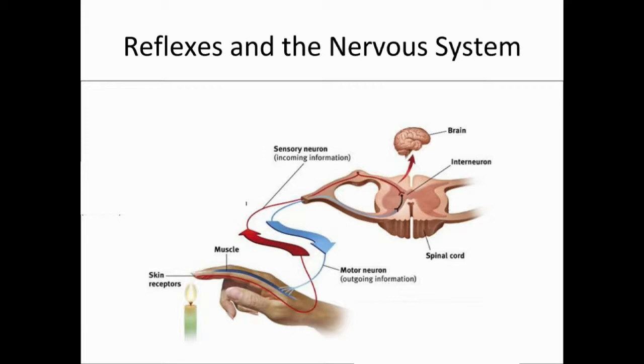That's what we're talking about when we're talking about a reflex. It's a response that your body has before your brain is even able to process that information. And it's typically something that is there to protect you from some sort of immediate threat.